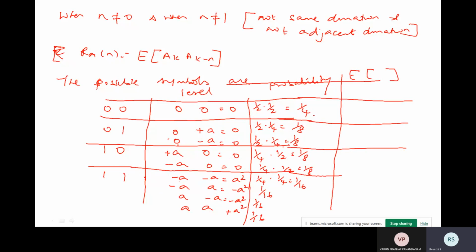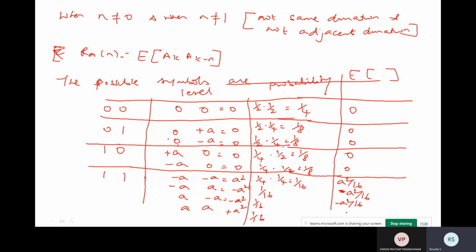So you multiply the level with the probability. So 0 into 1 by 4 is 0. 0 into 1 by 8 is 0. 0 into 1 by 8 is 0. 0 into 1 by 8 is 0. Here again you have 0. Here you are having plus A square by 16. Here minus A square by 16. Similarly minus A square by 16, plus A square by 16.